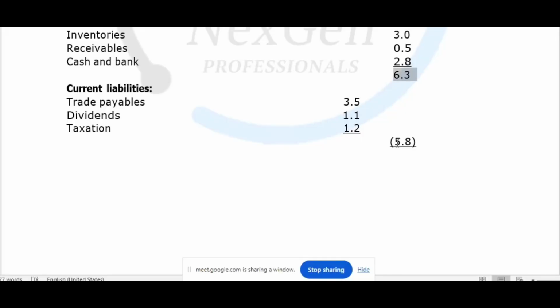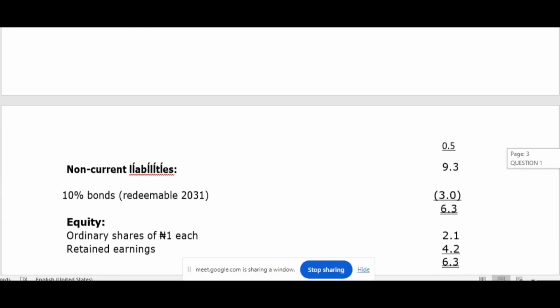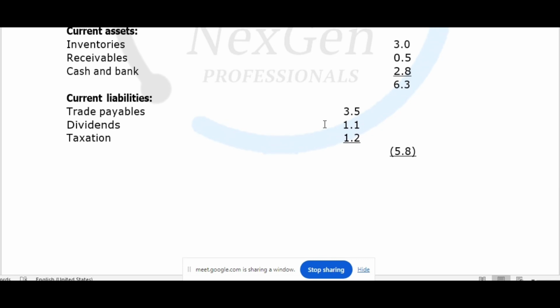This is the current liability, right? 5.8. Please pick that also. What is the non-current liability? This is the non-current liability. So now, see, addition of this current, this is 5.8 as current liability.